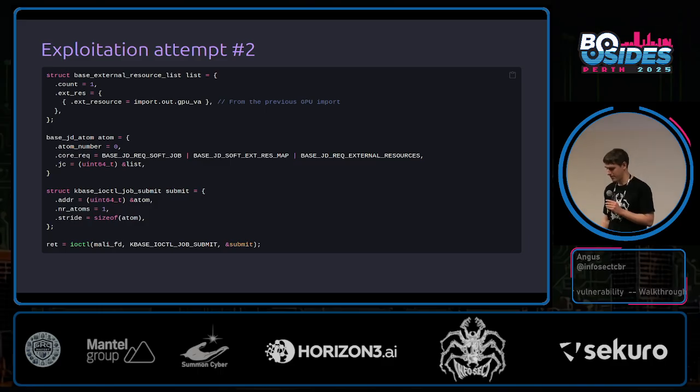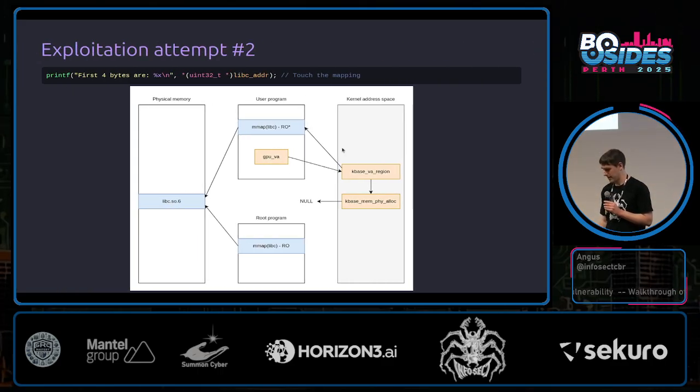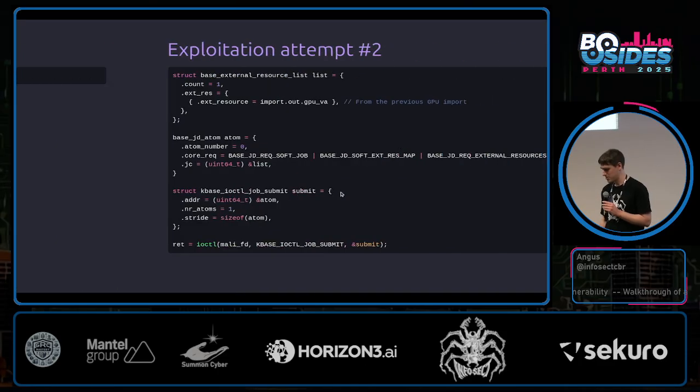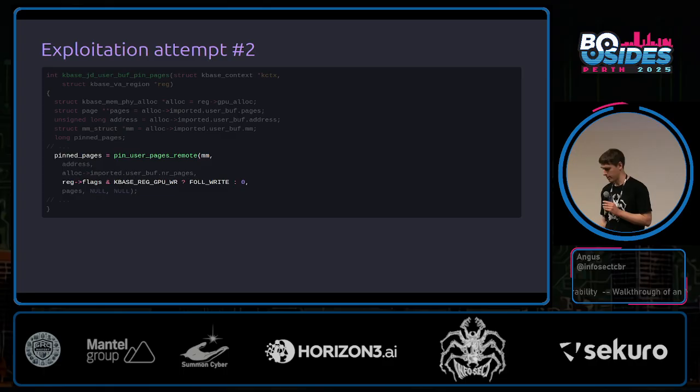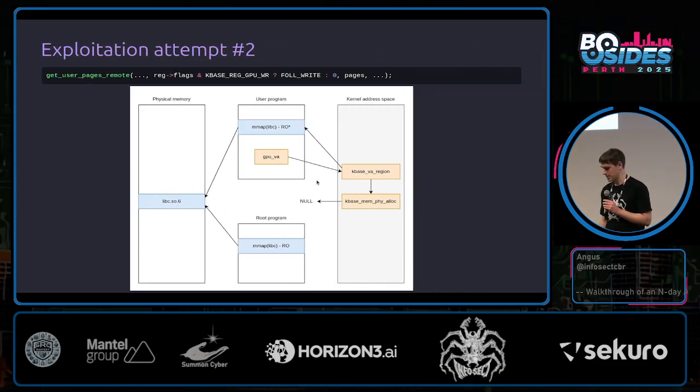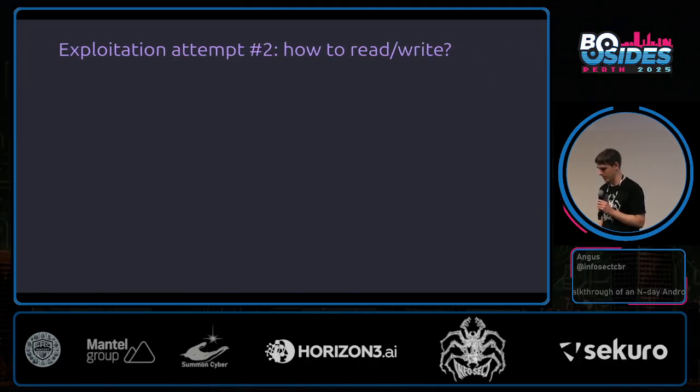And then eventually following through the rest of the code, so this has a handle to it via the user virtual address. When we call the job submit function, it's going to actually go and call pin user pages remote on that underlying memory. Because we haven't set the GPU write flag, it's not going to set full write, so this isn't going to trigger an unshare. And so what's going to happen is the kernel is going to get a pointer to that underlying physical memory, and it's all shared still. So far so good, the exploit's working.